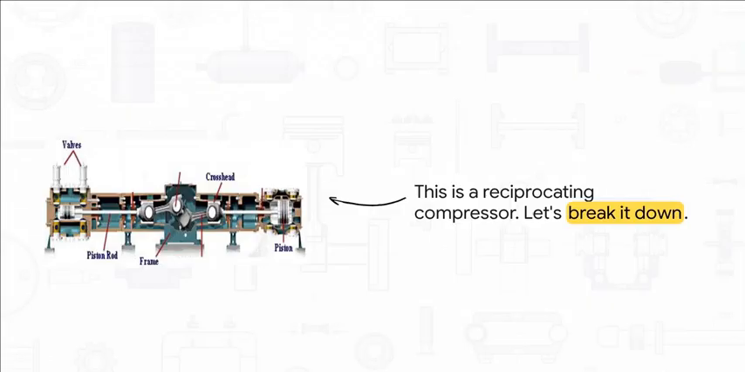Now, I know it looks complicated, but we can actually break it down into two main sections to make it easier to understand. Over here, you've got the powertrain. Those are the parts that create all the motion. And then at the ends, you have the cylinders, and that's where the actual compressing happens. We're going to tackle each one.